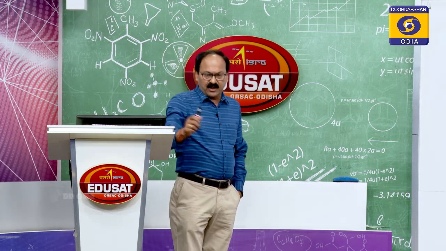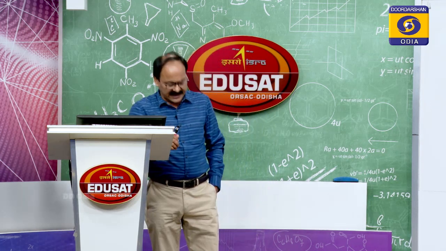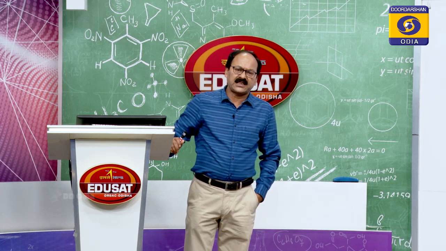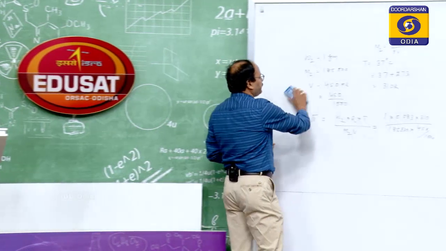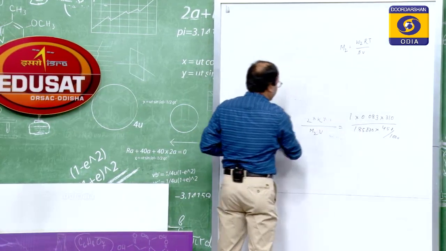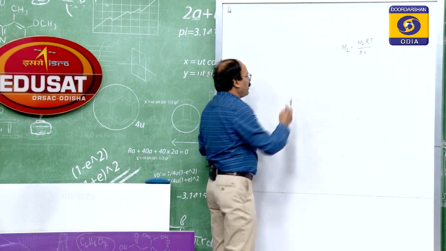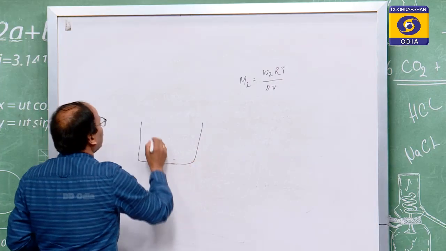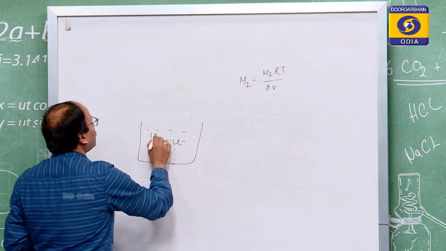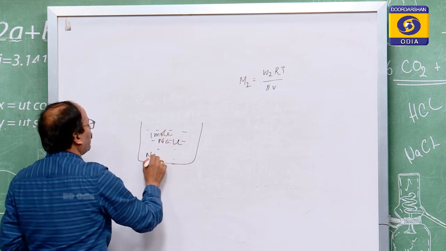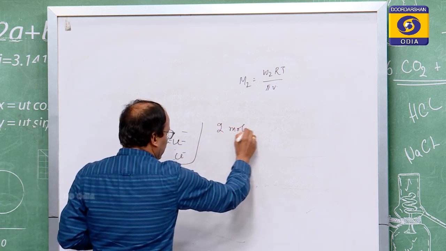In all these cases, the molecular mass obtained considers that no association or dissociation of the solute particles takes place. If dissociation of the solute particles takes place, then what will happen? Just look at what I am saying. Suppose you have taken 1 mole of sodium chloride in water. If you take 1 mole of sodium chloride, that will dissociate to produce 1 mole of Na plus and 1 mole of Cl minus. So, that will be 2 moles of particles.